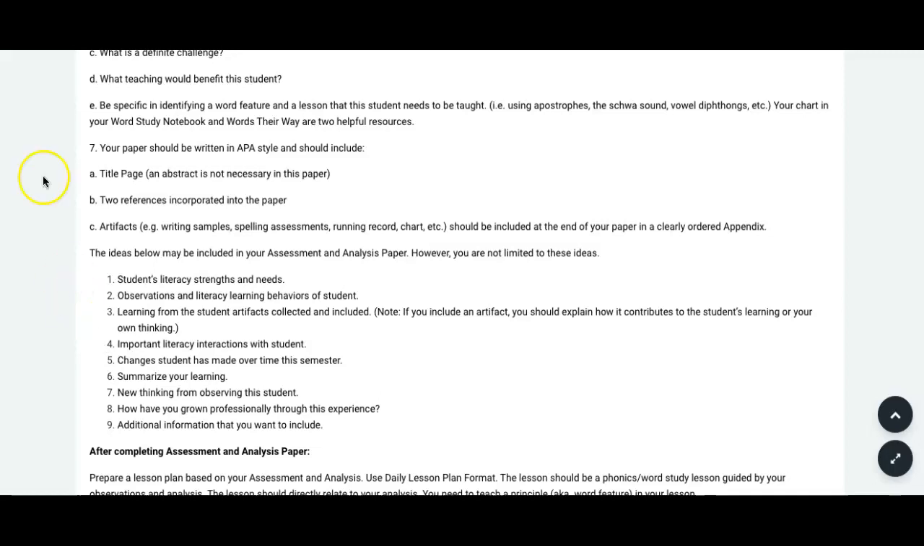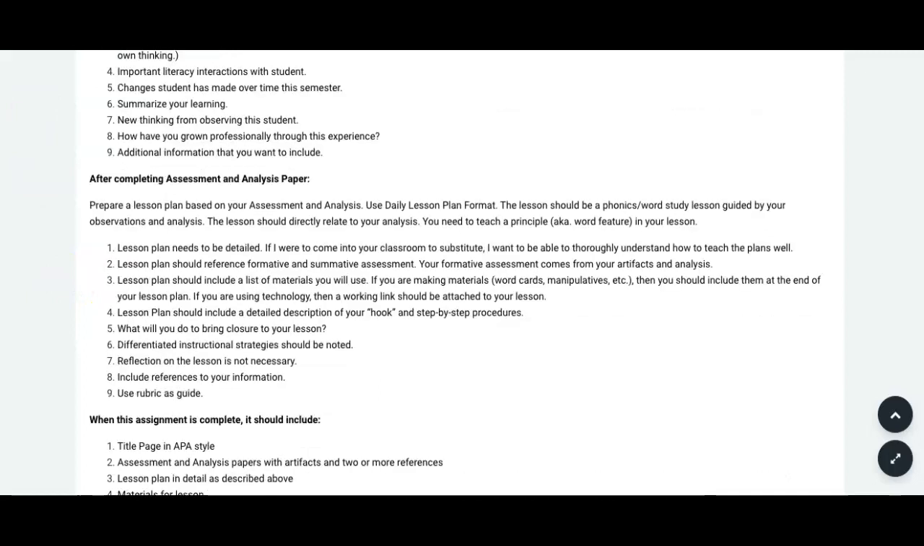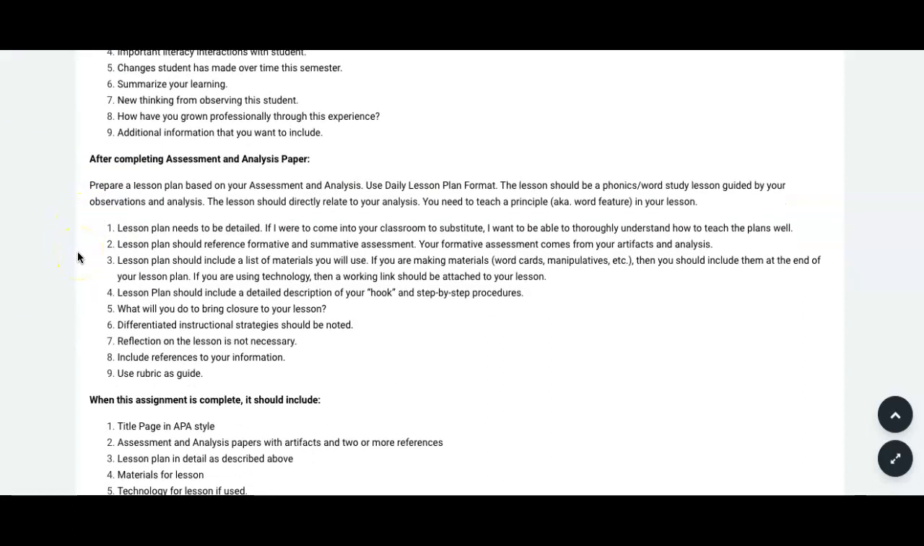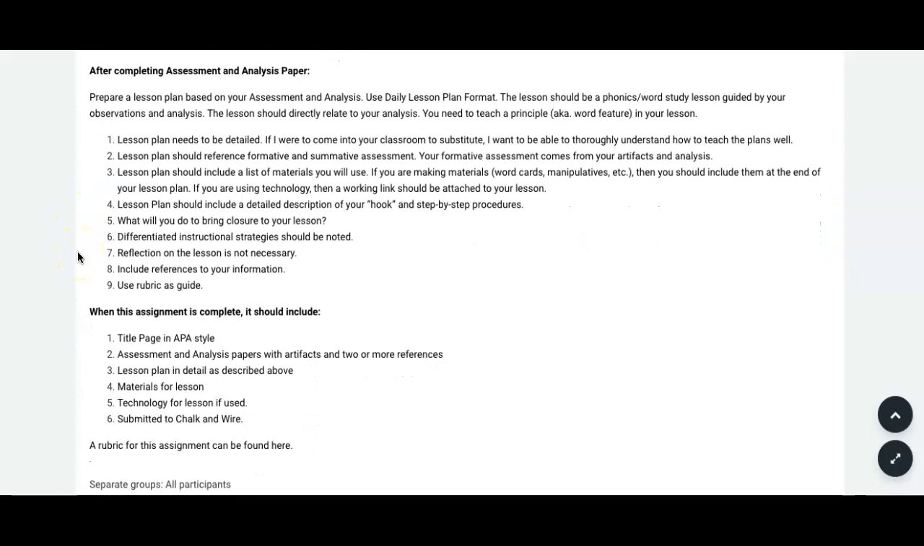Okay, now we are on to the lesson plan. You created a lesson in week 7. You're going to take that lesson and you're going to expand on it. When you put it onto the MVNU template, the lesson plan needs to be detailed. If I were to come into your classroom to substitute, would I be able to understand and teach that plan well?